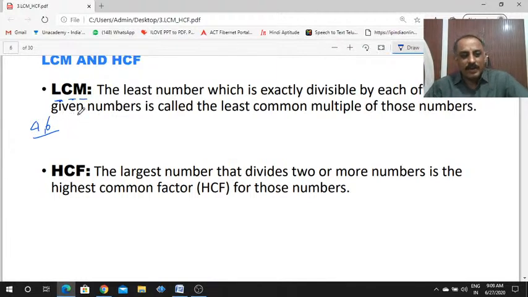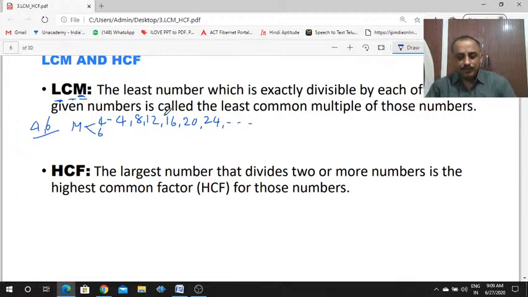Now, the general method. To find the LCM of 4 and 6, first take the last letter, multiples. Write the multiples of 4 and the multiples of 6. The multiples of 4 are 4, 8, 12, 16, 20, 24. These are the multiples of 4. The multiples of 6 are 6, 12, 18, 24, 30, 36.